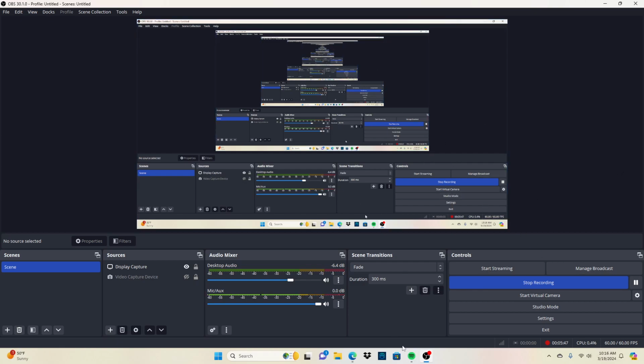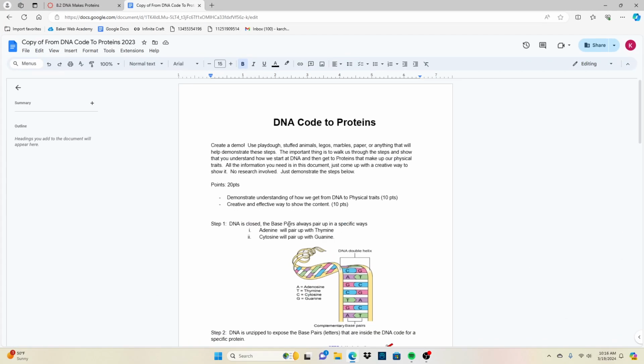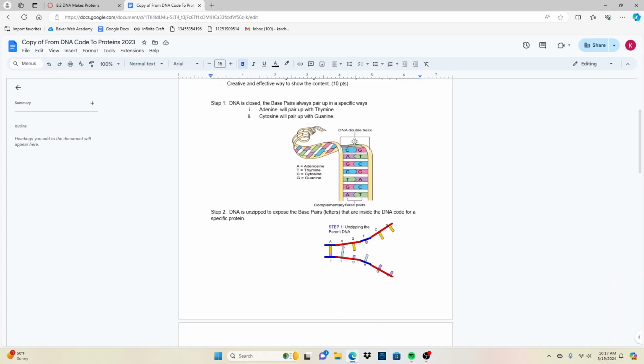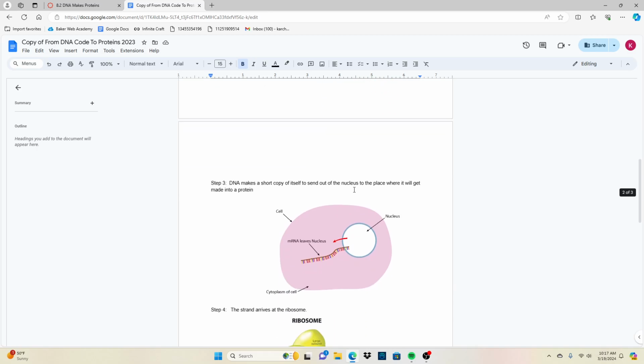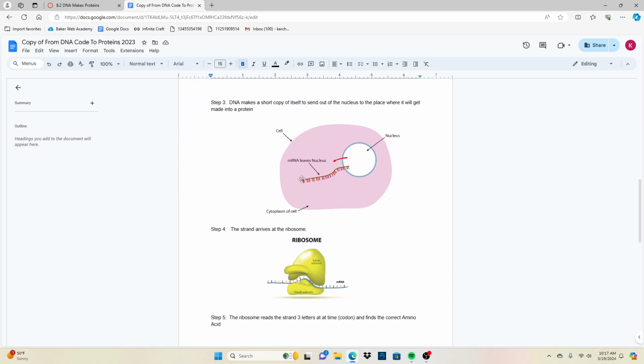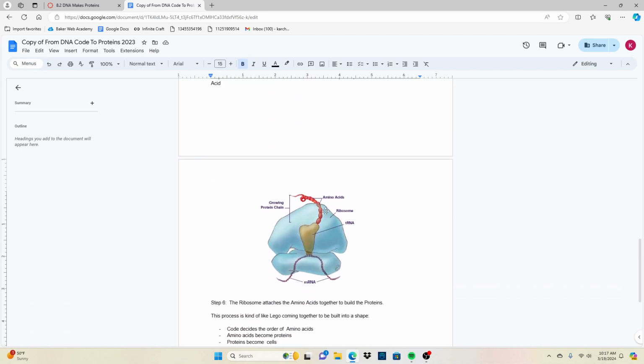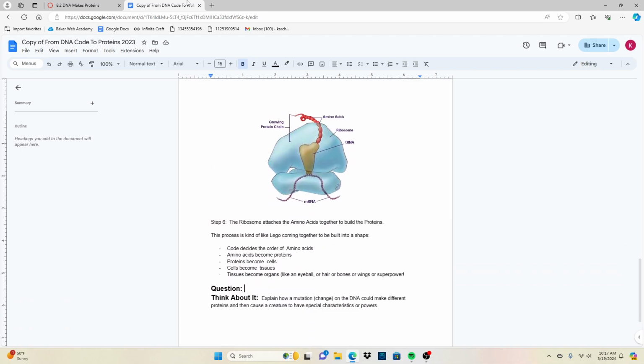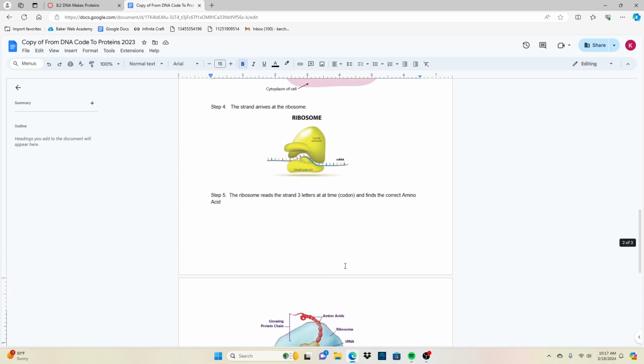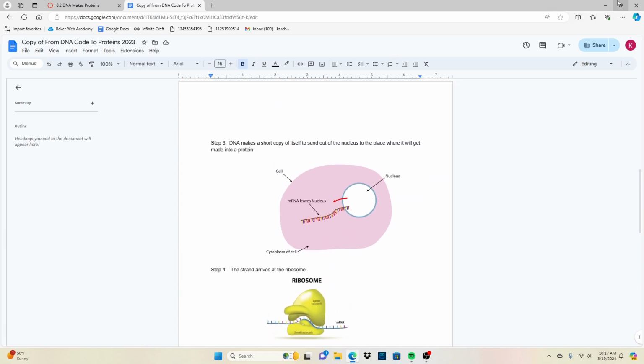So I hope that this helps. Let me just make sure I'm not missing anything. So DNA is closed. This is what I was talking about, A and T, G and C. Then it unzips, I guess, and then it makes RNA or mRNA. The ribosome reads that, and then the ribosome attaches the amino acids. And yeah, then you have proteins.